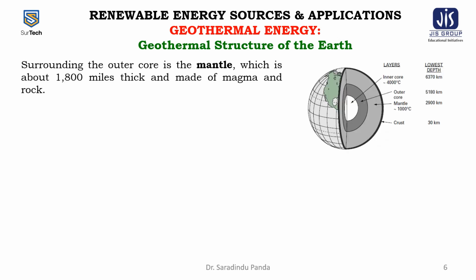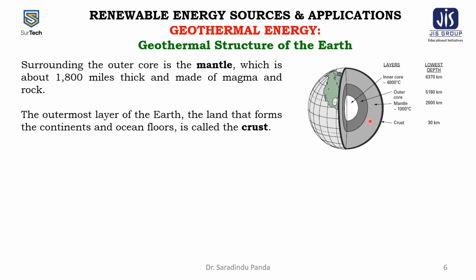Then surrounding the outer core is the mantle, which is about 1,800 miles thick and made of magma and rocks. This is the mantle. From 30 kilometer depth to 2,900 kilometer depth, this layer is called the mantle. It produces more than 1,000 degrees centigrade heat.